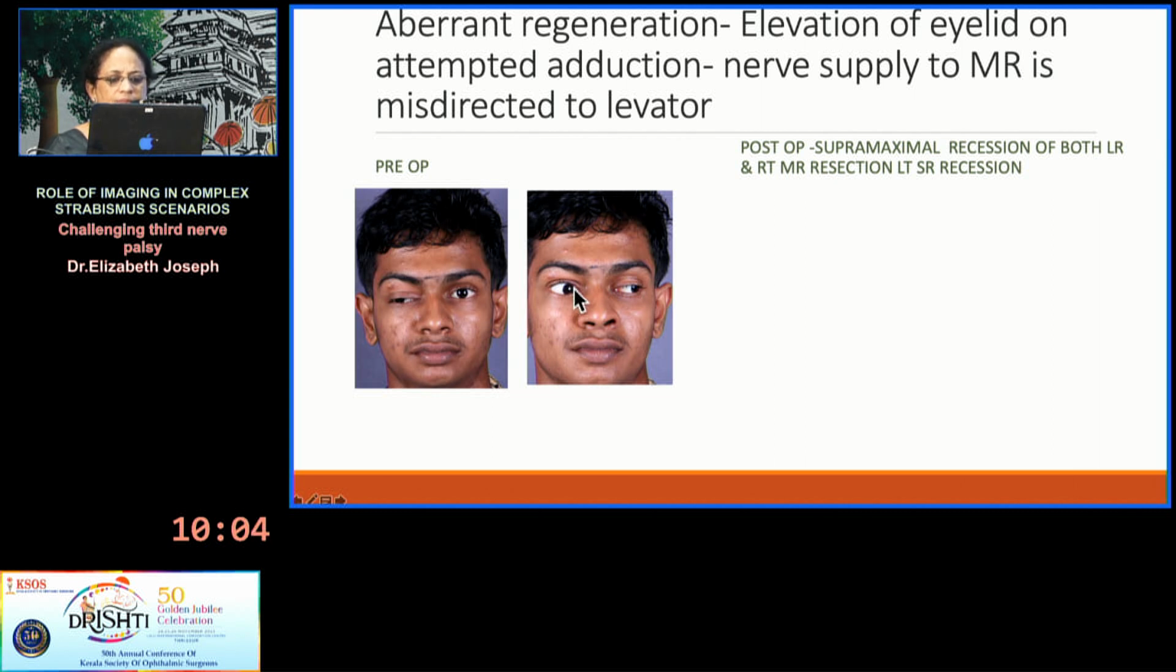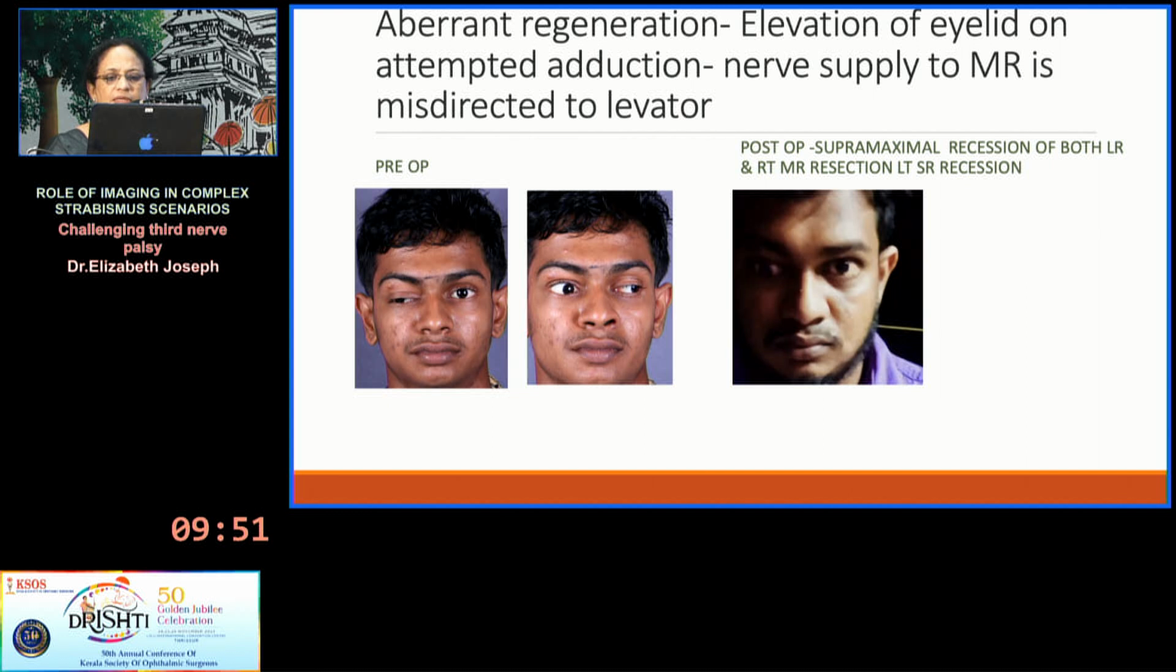This can be tackled by resection of the medial rectus, recession of the lateral rectus, and then a superior rectus recession of the opposite eye to tackle the aberrant regeneration. See this postoperative result, a good result. So when there is an aberrant regeneration, you tackle accordingly.